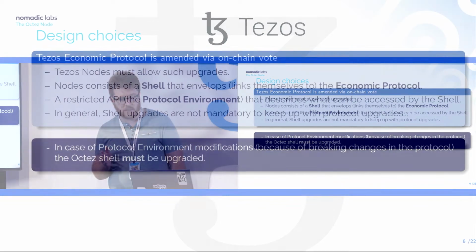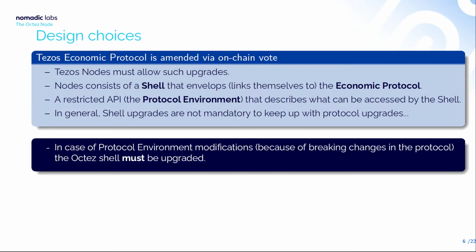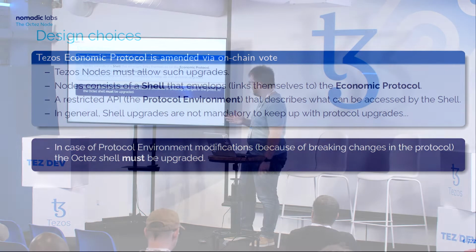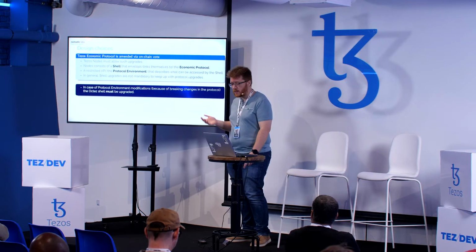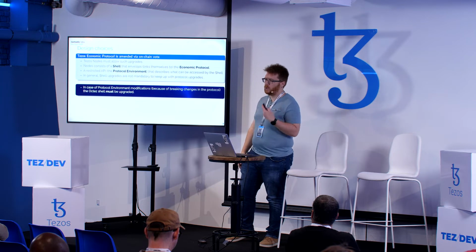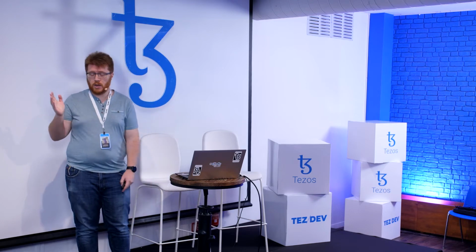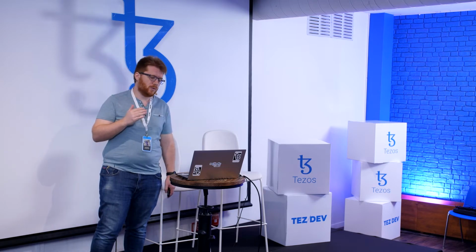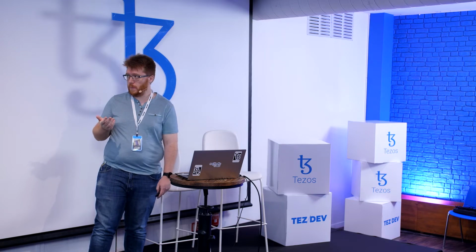The first part is what we call the shell. It's the envelope that includes all the low-level parts of the node, what's necessary to handle the storage, the network communications, and things like that, and that will link itself to the economic protocol. We also have a restricted API, the protocol environment, that describes what can be accessed by the shell and what cannot from the protocol. In general, shell upgrades are not mandatory when you have an upgrade of the protocol.